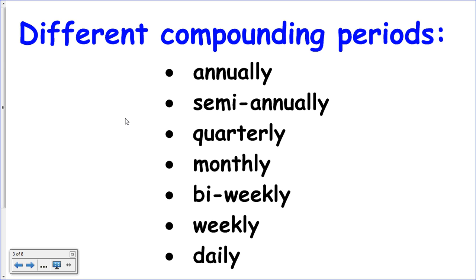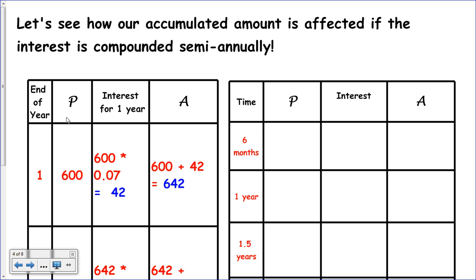The question will specifically say compounded followed by one of these terms. So you have to highlight that word because that's going to affect how you enter the values into the equation. Let's see how accumulated amount is affected if the interest is compounded semi-annually.